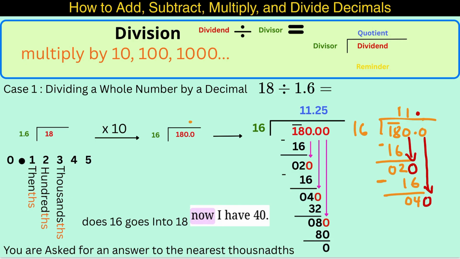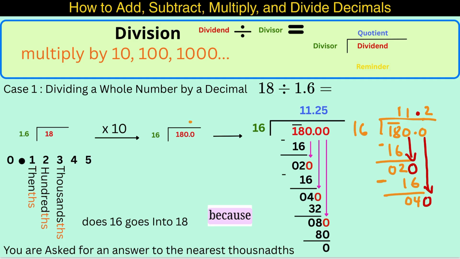So now I have 40. Does 16 go into 40? Yes. How many times? 2. So I'm going to put 2 in here right now. Why did I put 2 in here? How come I didn't put it in here?